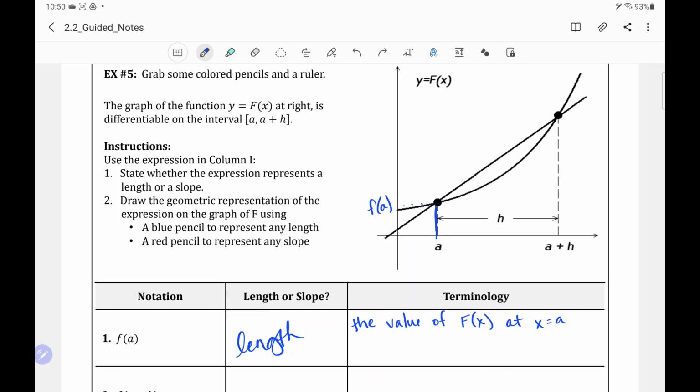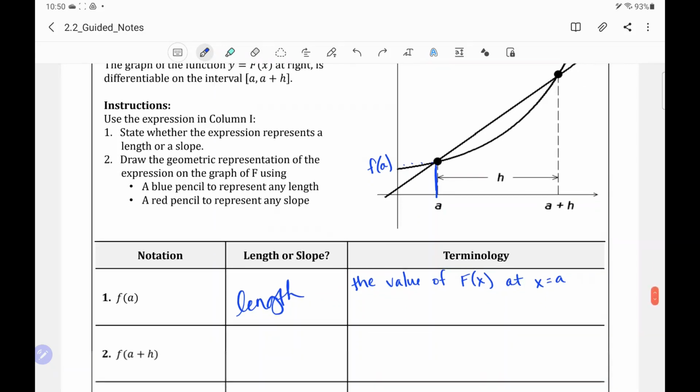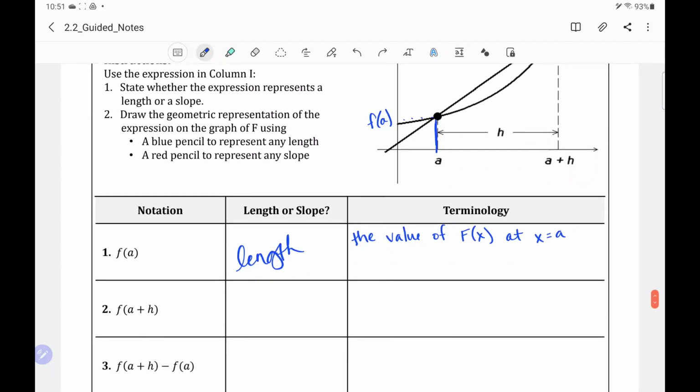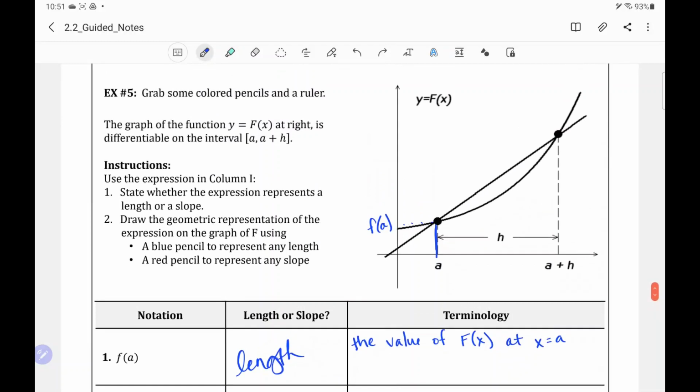And this is why I don't necessarily like that they're calling it a length. But let's just focus on the fact that it's not the derivative. It's just a point, and we can calculate it if we know what a is. Number 2, f of a plus h. Well, if we've got a plus h right here, then we know that this is f of a plus h, right? So this time they're talking about the length here.